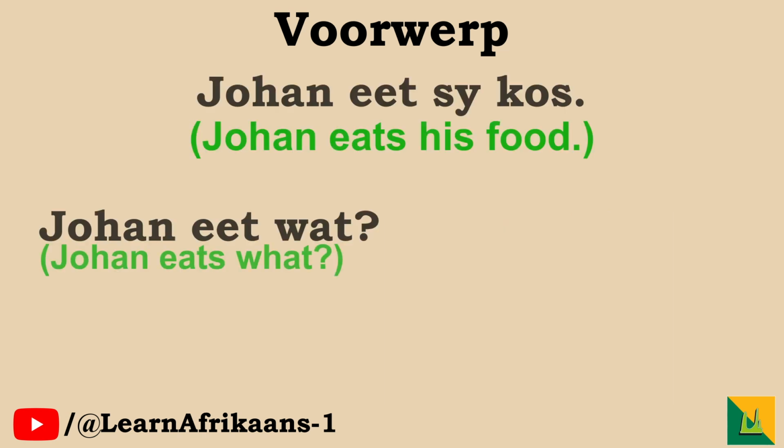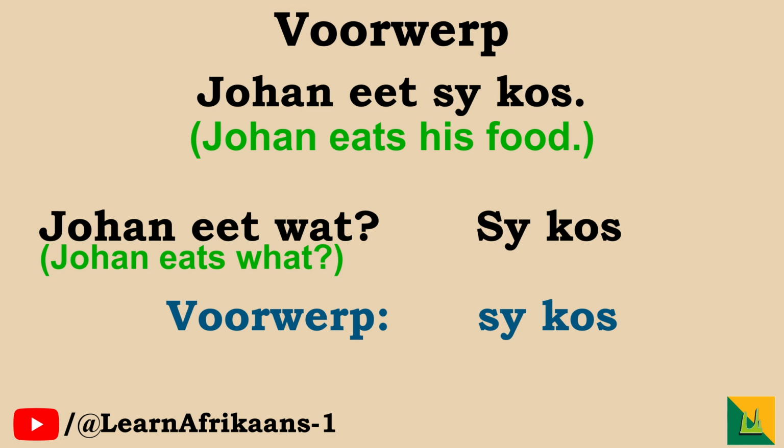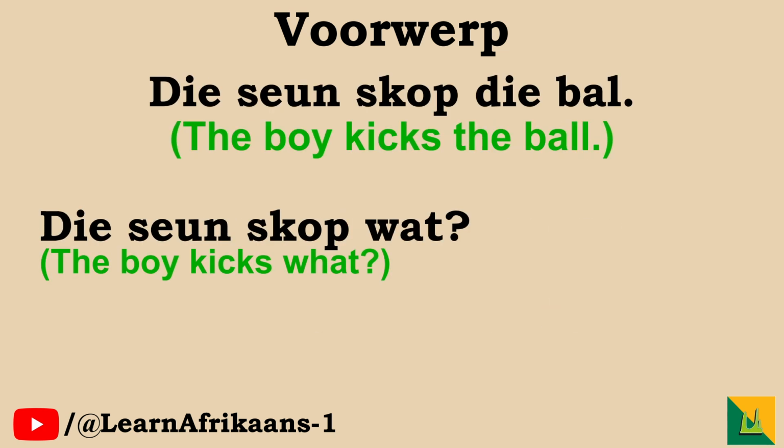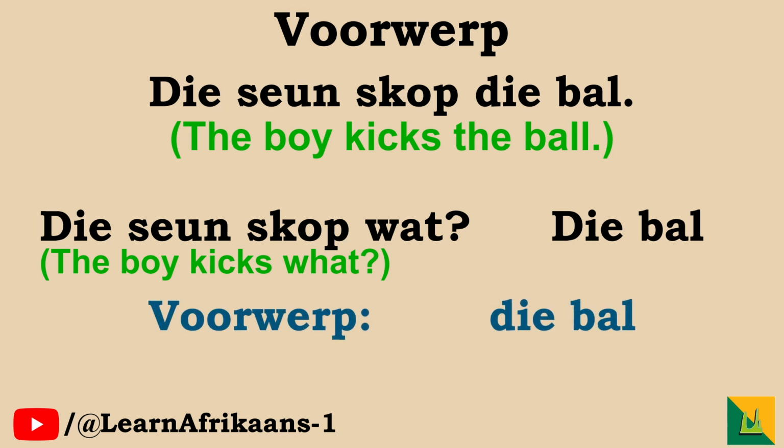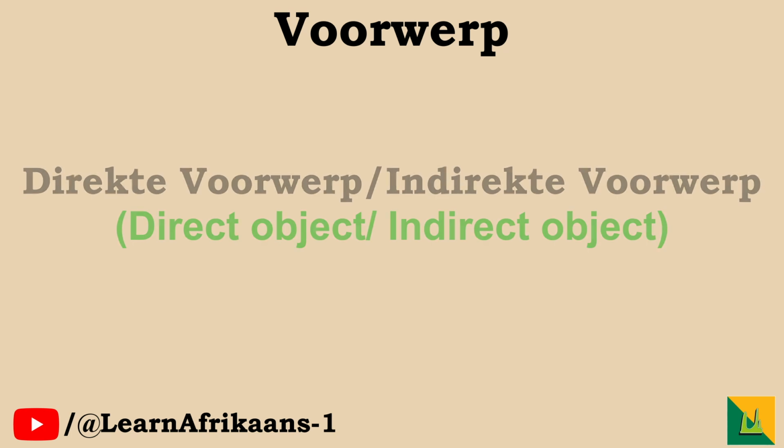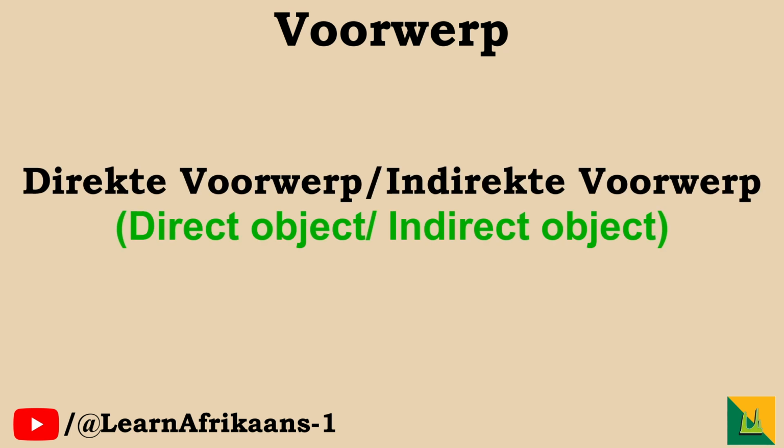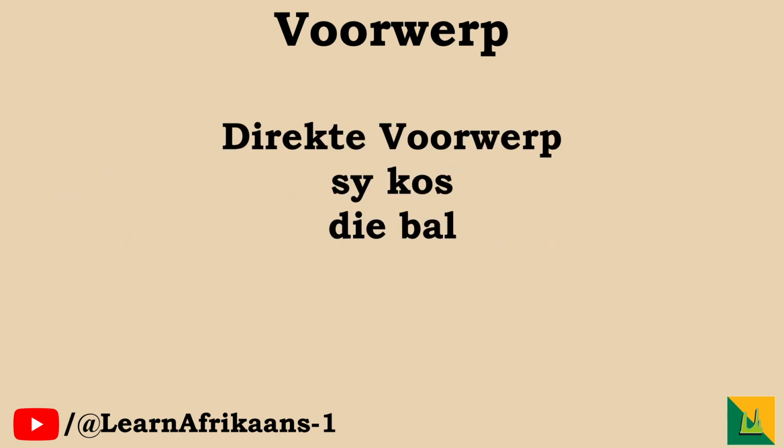Let's see. Johan eet wat? Sy kos. Therefore, sy kos is the voorwerp. Die seun skop wat? Die bal. Therefore, die bal is the voorwerp. The voorwerp is further divided into the directe and indirekte voorwerp, direct and indirect object. The above examples have been directe voorwerpe.